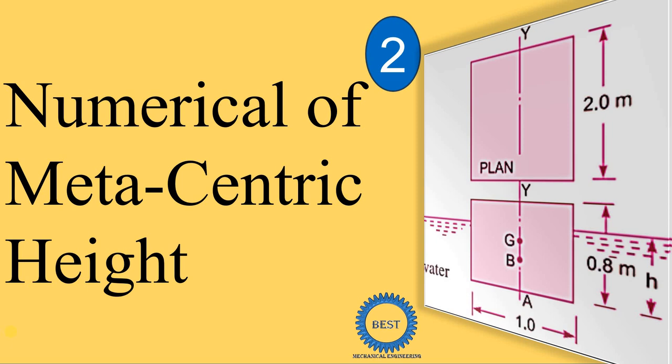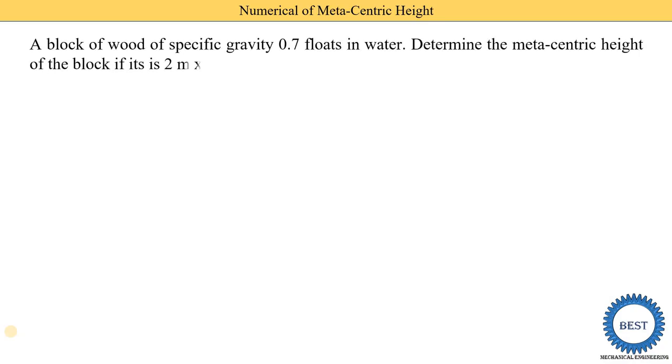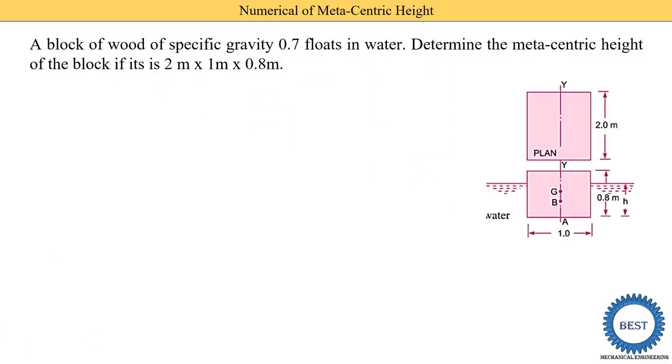In this video, we solve the second numerical of metacentric height. First we understand the problem statement. A block of wood of specific gravity 0.7 floats in water, which means one wooden block is given and it floats in water, and the specific gravity of this wooden block is 0.7. We need to determine the metacentric height of the block, and its dimensions are 2 meter into 1 meter into 0.8 meter.